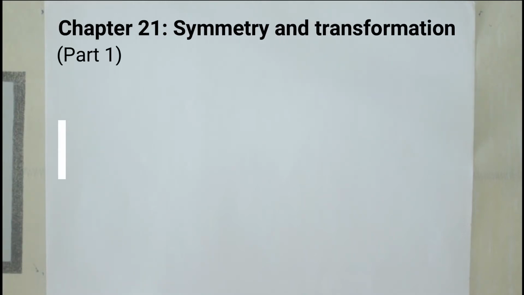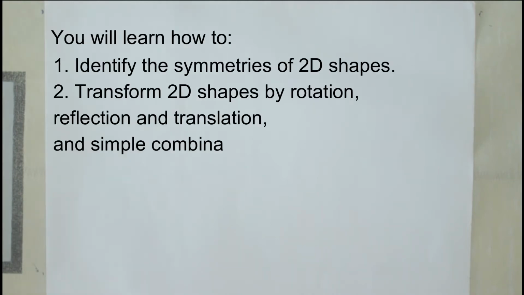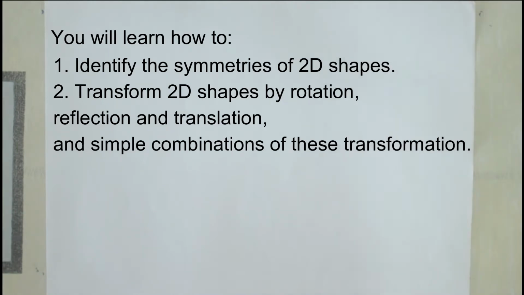Chapter 21, Symmetry and Transformation. In this chapter, you will learn how to identify all the symmetries of 2D shapes, and also you will learn how to transform 2D shapes by rotation, reflection, translation, and simple combinations of these transformations.